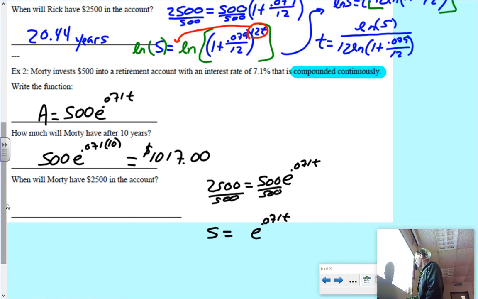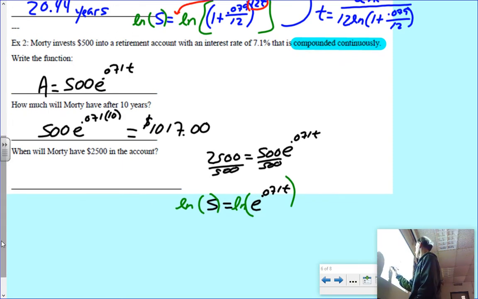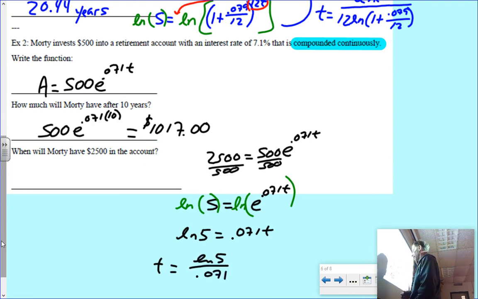The nice thing about this, when we take the ln of both sides, now the ln and the e, they cancel each other out. So all I'm left with is ln 5 is equal to 0.071 t. So t is going to be just ln 5 over 0.071. Easy to put that in the calculator, and that's going to be 22.67.